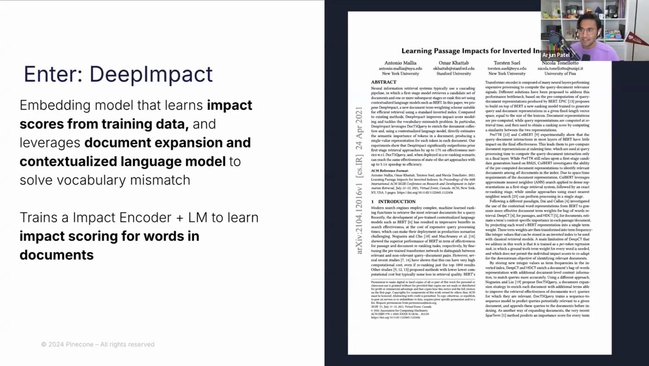The DeepImpact model is a great way of calculating this form of importance, and it combines a lot of ideas from large language models and keyword search to achieve this ability. What DeepImpact does is that it learns impact scores directly from training data of queries and document answers. And it leverages two techniques, document expansion and contextualized language models, to solve vocabulary mismatch. They basically train something called an impact encoder and a large language model to learn these impact scores directly on a token level, which allows them to create this relationship that I described prior.